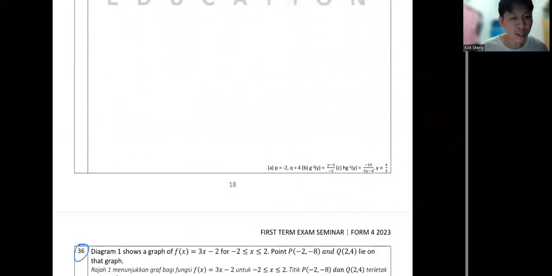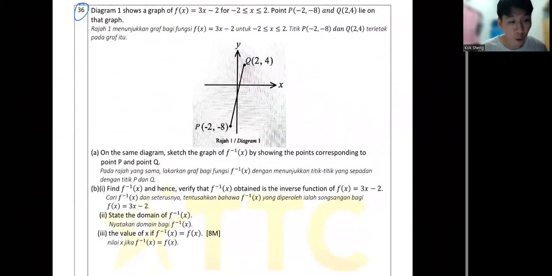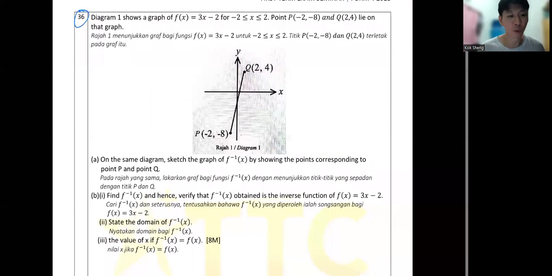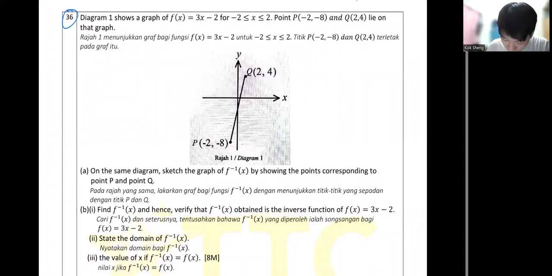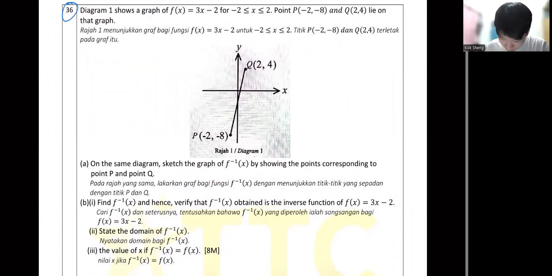This one, 36. Oh, this one is 8 marks. Wow. Okay, let's see 36. Diagram 1 shows the graph of fx. For the object, you can see -2 to 2. Points P and Q lie on the graph. Okay, so the info given here, referring to the graph, you have the points P and Q on the graph. And the equation of the graph is given, fx equals 3x minus 2.